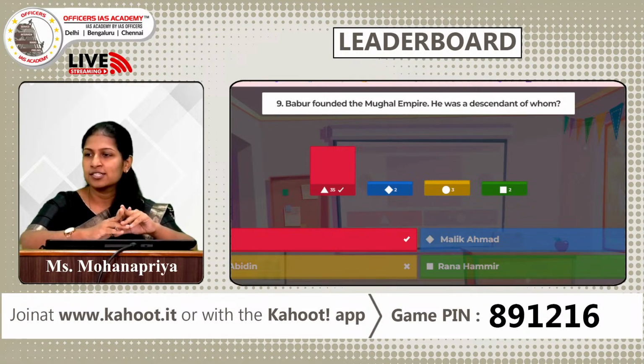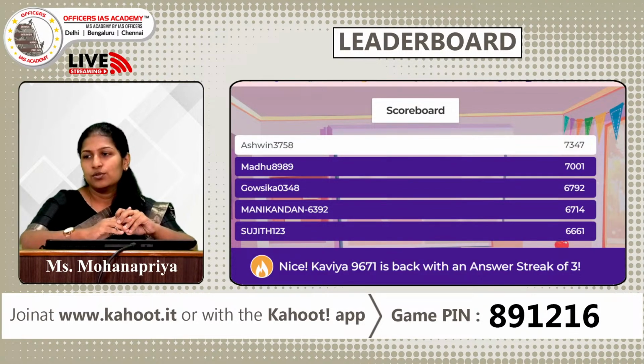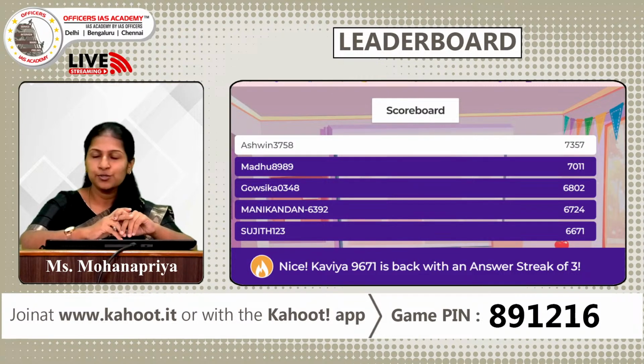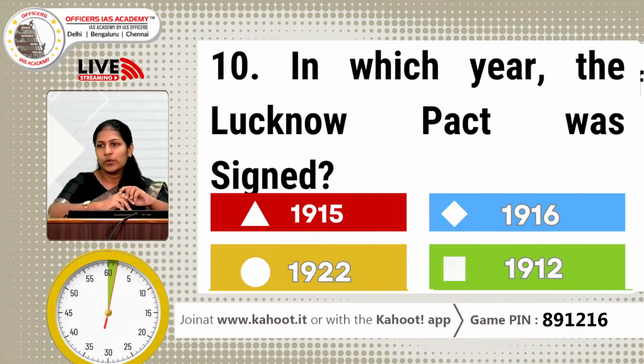Now let us have a look at the scoreboard. So yes, Ashwin continues to retain his top position. Good job. Followed by Madhu, Gaushika, Manigandan and Sujit. So Kavya is back. Yes, Kavya, you're back with an answer streak of 3. Continue. You might get the top position also. Others, yes, continue to participate. Let's move to the next question. That is the 10th question of today's quiz.